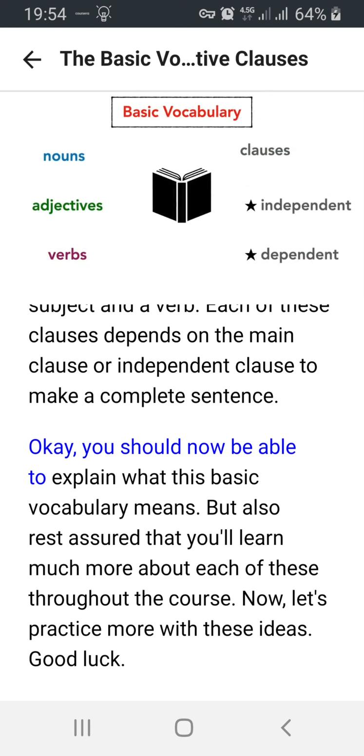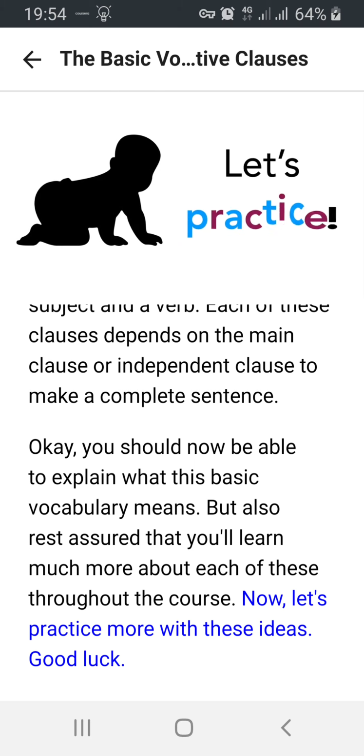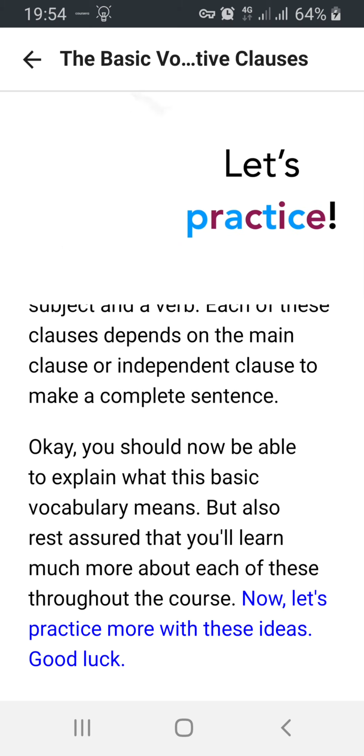Okay, you should now be able to explain what this basic vocabulary means, but also rest assured that you'll learn much more about each of these throughout the course. Now, let's practice more with these ideas. Good luck!